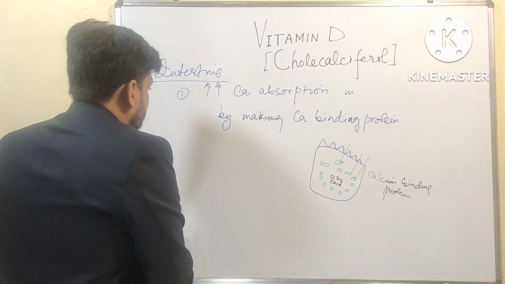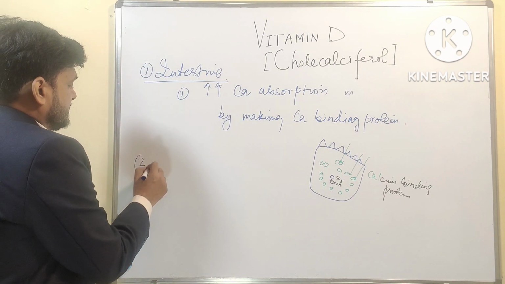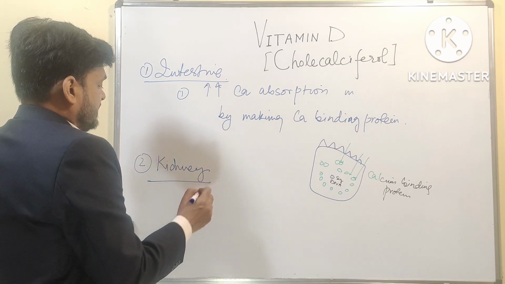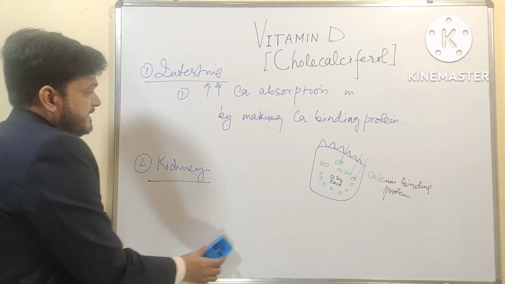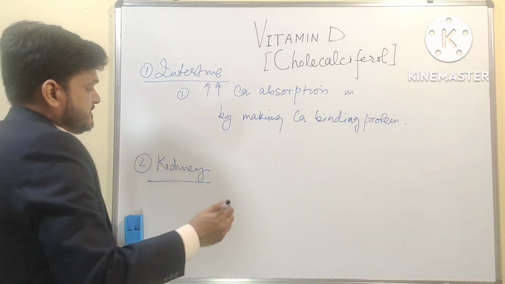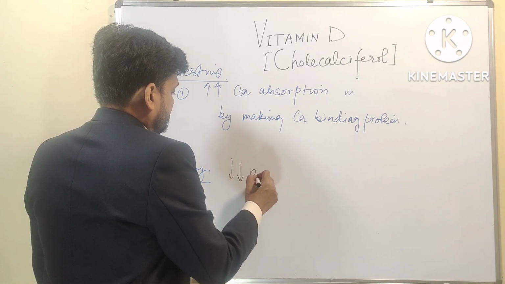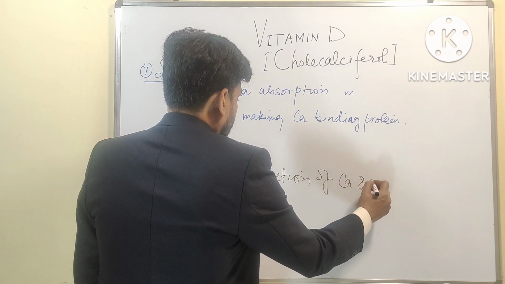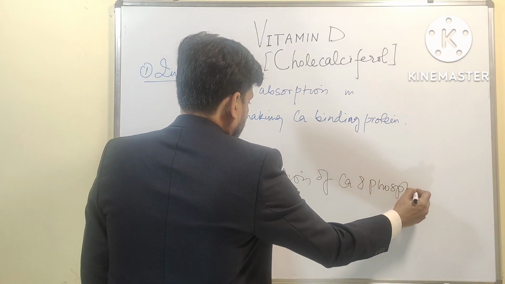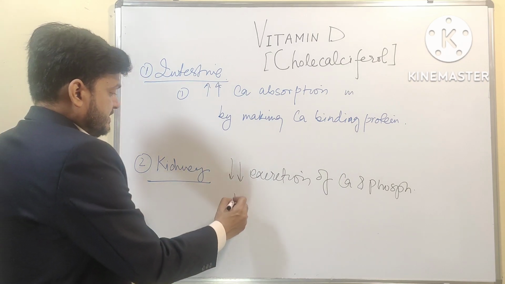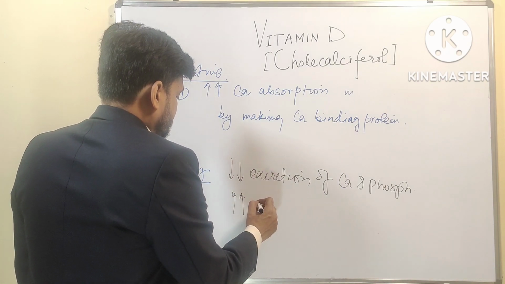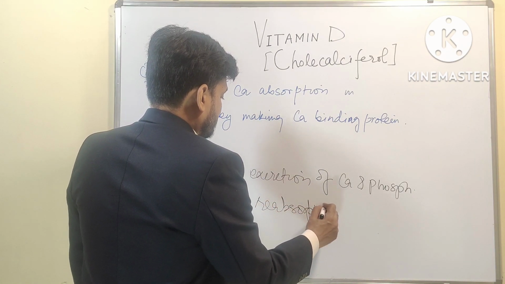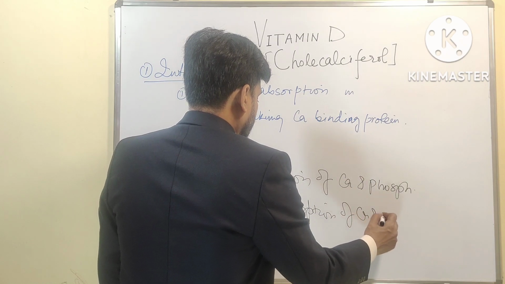And now the second organ which works under the influence of vitamin D is the kidney. So what does it do in the kidney? It decreases excretion of calcium and phosphorus, right, and increases reabsorption of calcium and phosphorus.